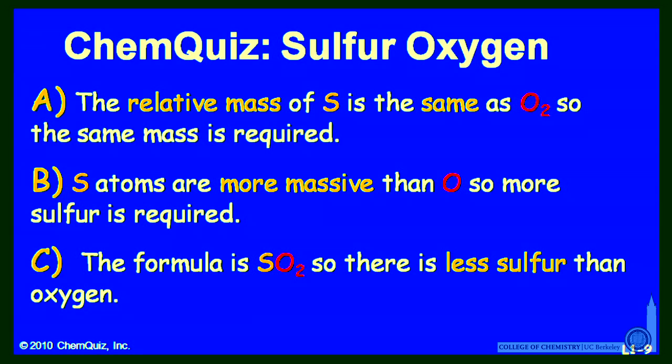Let's look at a possible explanation for each answer. A, the relative mass of sulfur is the same as oxygen, O2, so the same mass is required. Or B, sulfur atoms are more massive than oxygen, so more sulfur is required. Or C, the formula is SO2, so there's less sulfur than oxygen. Think about those for a minute and make a selection.